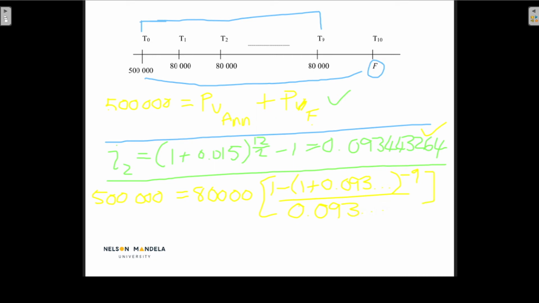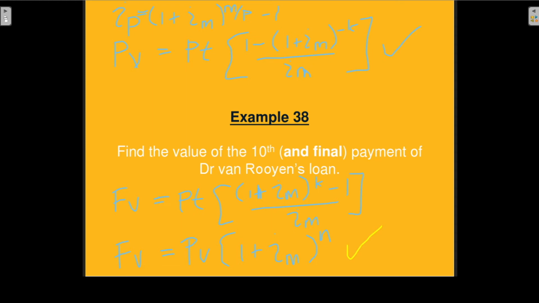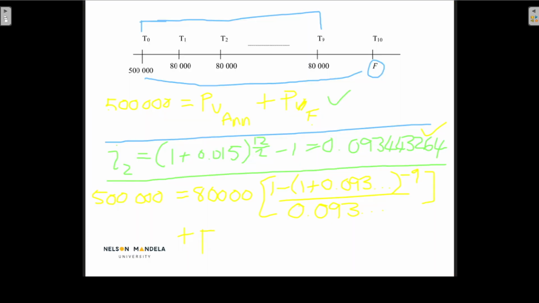Okay, so that is the present value of the annuity, and then we want to calculate the present value of the final payment. Now, because it's a single payment, we make use of the formula that we used in chapter 1. We want to find the present value of a single amount. So my final value or future value is F. And I move it back 10 time points to time t0. So therefore I take it to the minus 10.